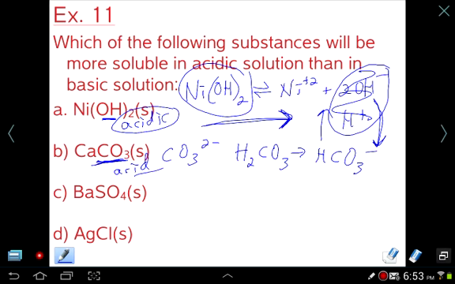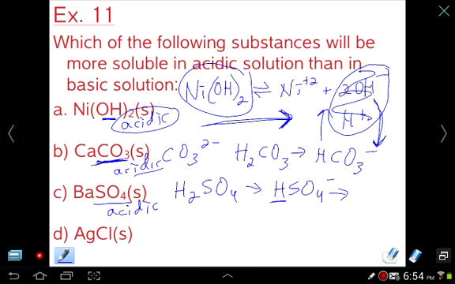Same thing here for barium sulfate. This will be more soluble also in acidic solution, because sulfate is the conjugate base, you can say, that comes from sulfuric acid. Now sulfuric acid is strong, however its second hydrogen is actually much more weakly held. So when you come out to SO4 2-, this substance is considered a base. So you can actually get more of it dissolved in acidic solution.